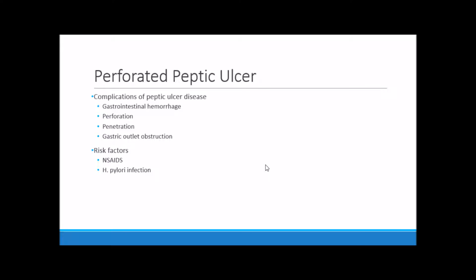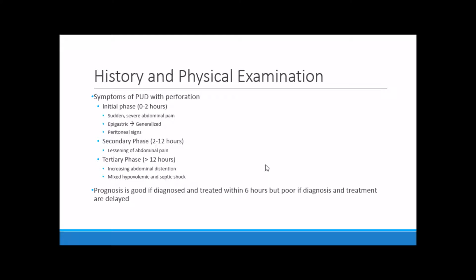Okay, so peptic ulcers can complicate, okay? You can get gastrointestinal bleeding from them. That is the most common complication. They can perforate, they can penetrate, they can scar and cause a gastric outlet obstruction. The major risk factors for this happening are NSAIDs, prednisone too, and H. pylori, okay?